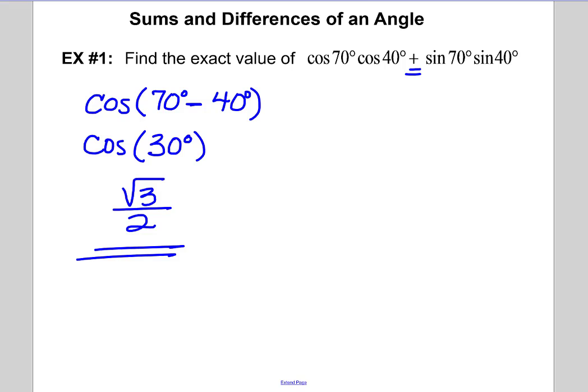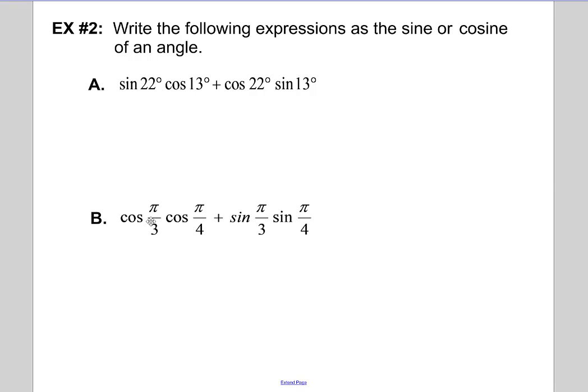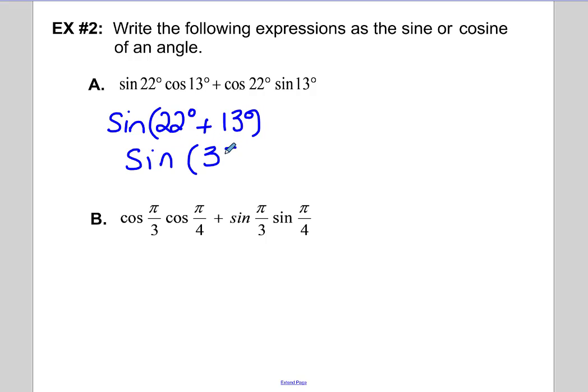Here's two more to practice that way. In the first one, we've got sine, cosine, cosine, sine. So that's going to be the sine argument. And there's addition here in the middle for the expanded. So we want to add 22 and 13 to find we're looking for the sine of 35 degrees. And without taking a calculator out, that's as far as we can go to write the expression as the sine of a single angle.